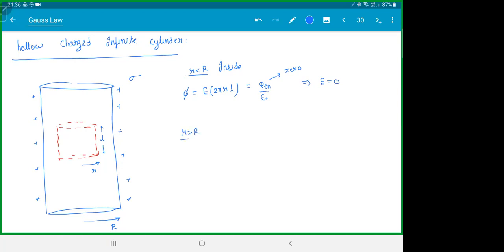For r greater than R, that is outside, again consider a Gaussian surface like this.